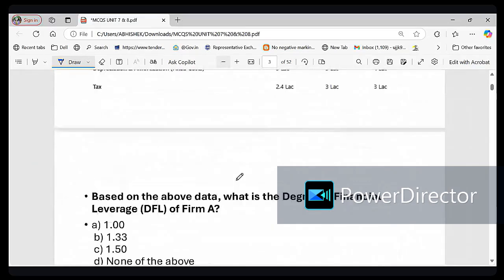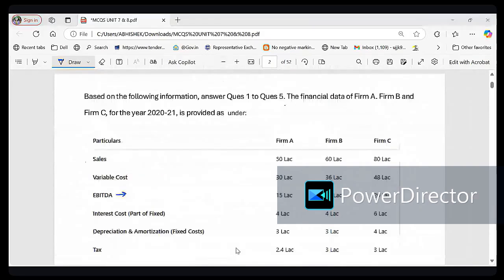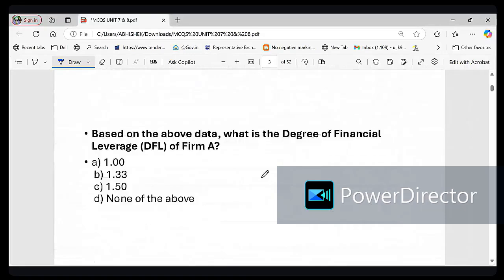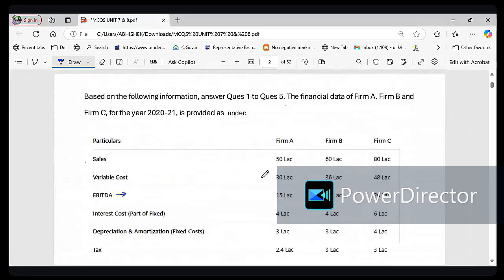This is a conceptual session. We will try to understand the concept by solving numericals. We will make our concepts clear through numericals. That is what this session is all about. So you have been asked to calculate DFL, degree of financial leverage of firm A. Options are 1, 1.33, 1.5 and none of the above. Let me again come back to this slide. Everything we will do on this slide.